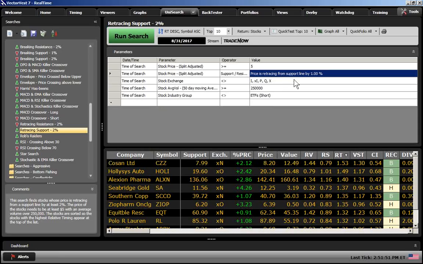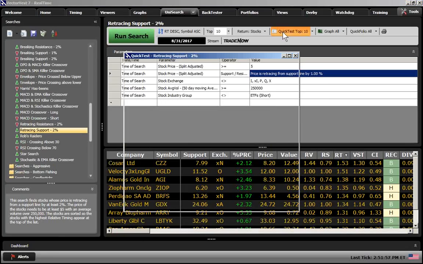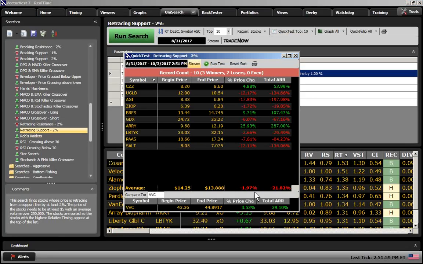All right? Price is retracing support by 1% instead of 2 on the same date. Run the search, quick test top 10. Woo, it didn't do as well. I want you to see that.